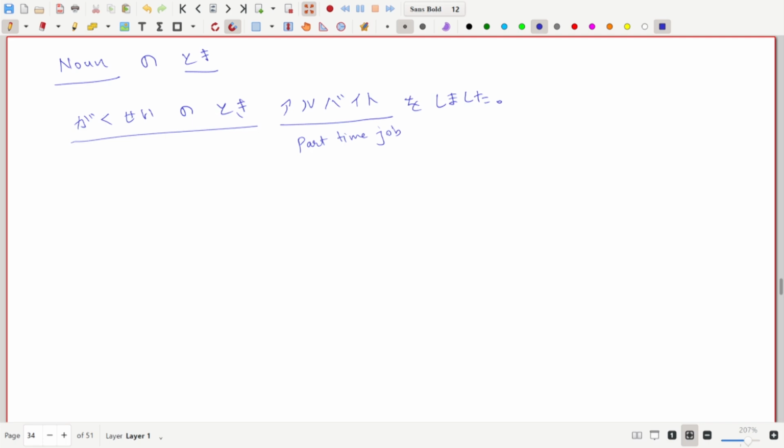Next, when we want to say when I was this many years old, when I was 25 years old, I got married. Niju go sai no toki, kekkon shimashita. Kekkon is to marry. So noun no toki, it is used like this. These are a few examples.